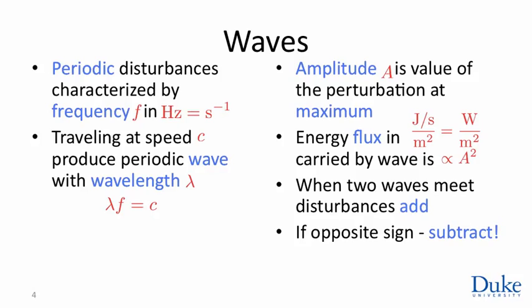So periodic disturbances, as we saw, are characterized by their frequency f in hertz, the number of cycles per second. If a wave is traveling at a speed c, a periodic disturbance will produce a periodic wave in space at any given instant with a wavelength lambda that is related to the speed by this important relation. Lambda, wavelength, times frequency is equal to the speed of the wave. The wave is characterized also by the amplitude, which is the maximum amount of the perturbation.